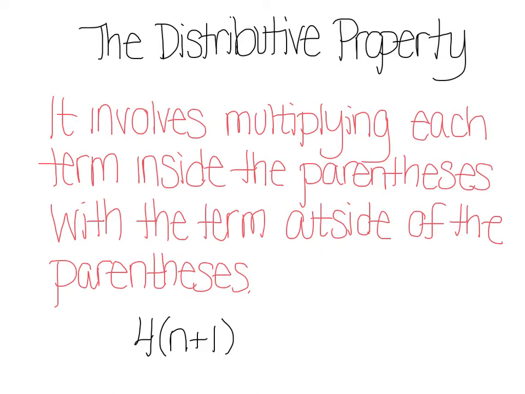Now we move on to the distributive property. The distributive property involves multiplying each term inside the parentheses. So n is a term, positive 1 is a term, and we're going to multiply each of these terms that are inside the parentheses with the term that is outside of the parentheses. So one way to look at this is we're going to take 4 and multiply it by n, and we're going to take 4 and multiply it by 1.